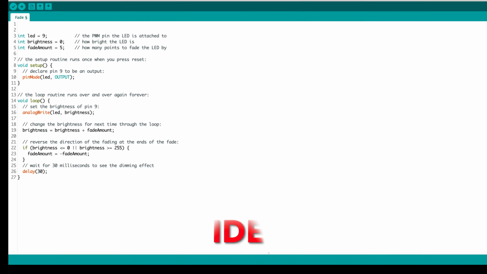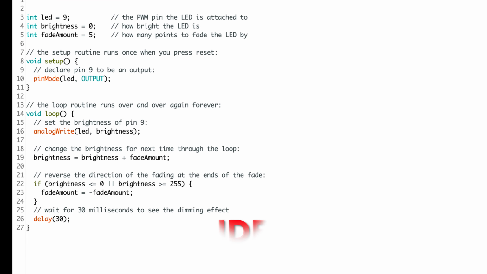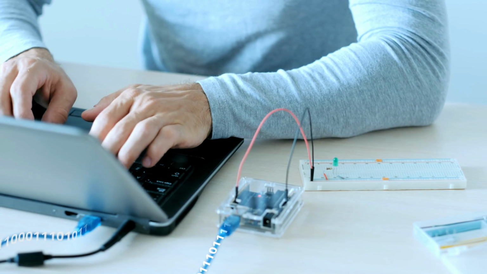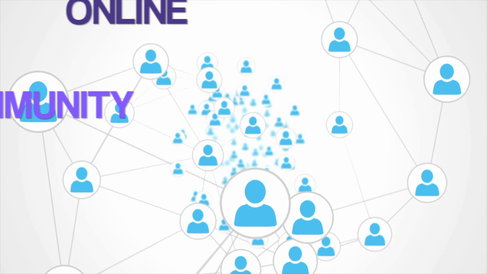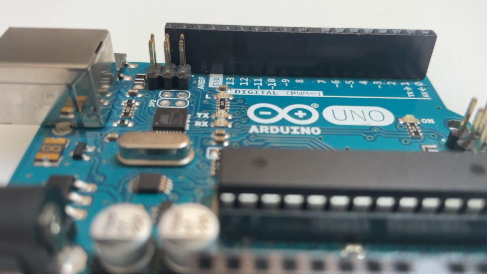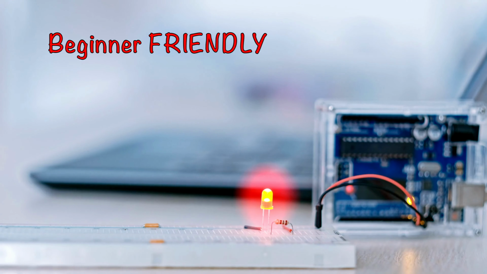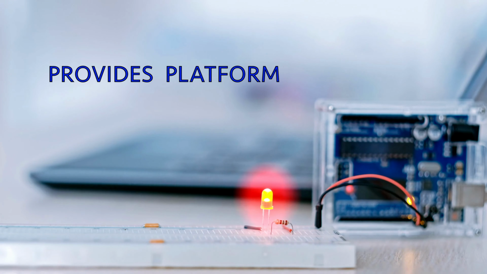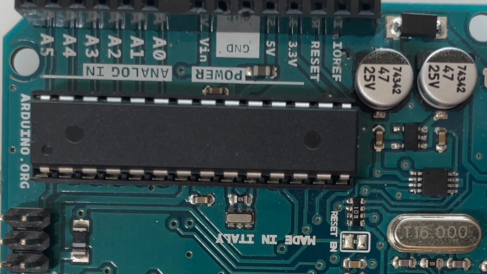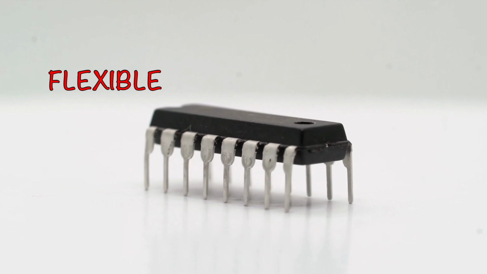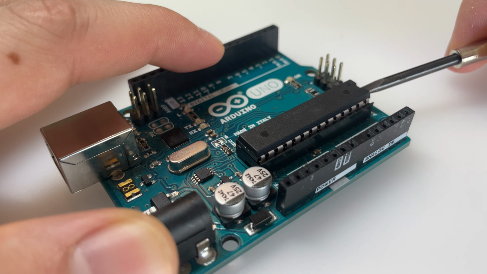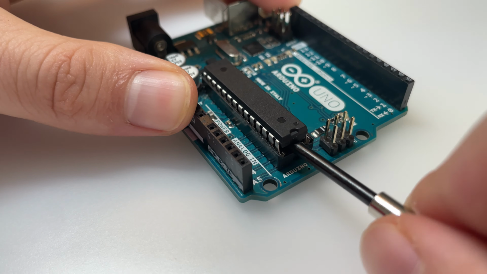The Arduino board comes with an IDE that makes it easy for users to write code and upload it to the microcontroller. Additionally, there is a large online community that provides support and a lot of resources for users. An Arduino board is designed to be beginner friendly, with a focus on providing an accessible and intuitive platform for those new to electronics. On the other hand, standalone microcontrollers are more flexible and can be used for a wider range of applications, but require a more in-depth understanding of electronics and programming.